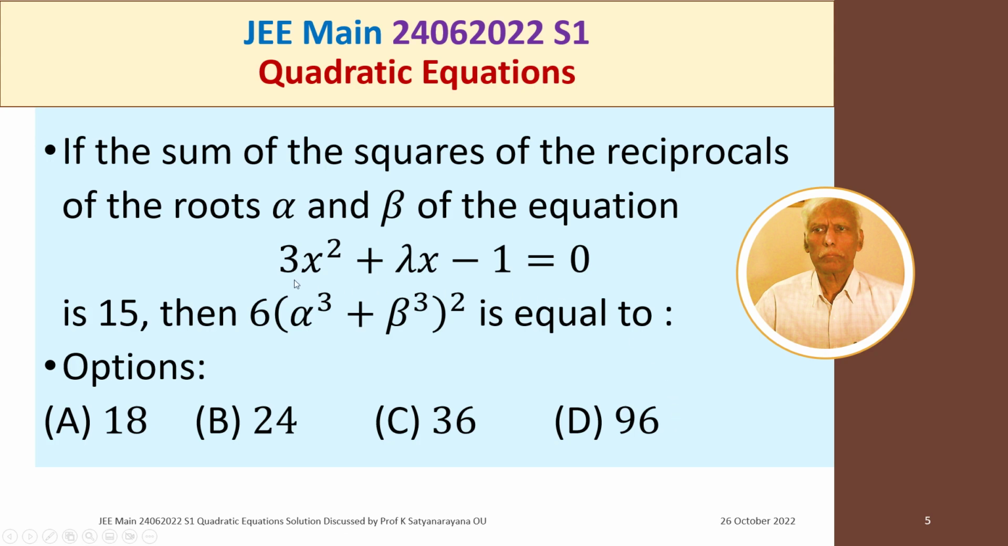We are given a quadratic equation 3x square plus lambda x minus 1 is equal to 0, and alpha and beta are the roots of this equation, and it is given the sum of the squares of the reciprocals of alpha and beta is 15. Then we have to find 6 times alpha cube plus beta cube whole square from the given 4 options. We will now discuss the solution of the problem in detail.